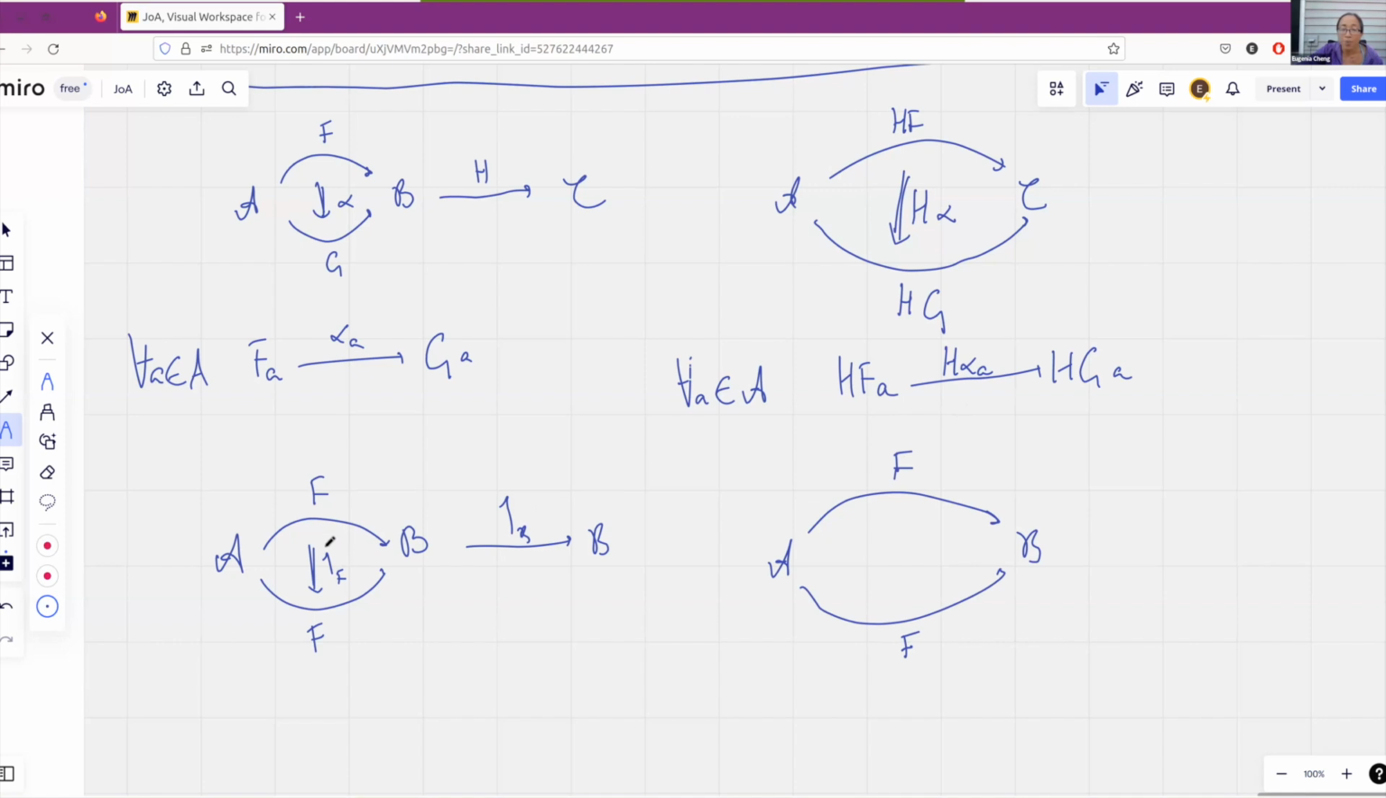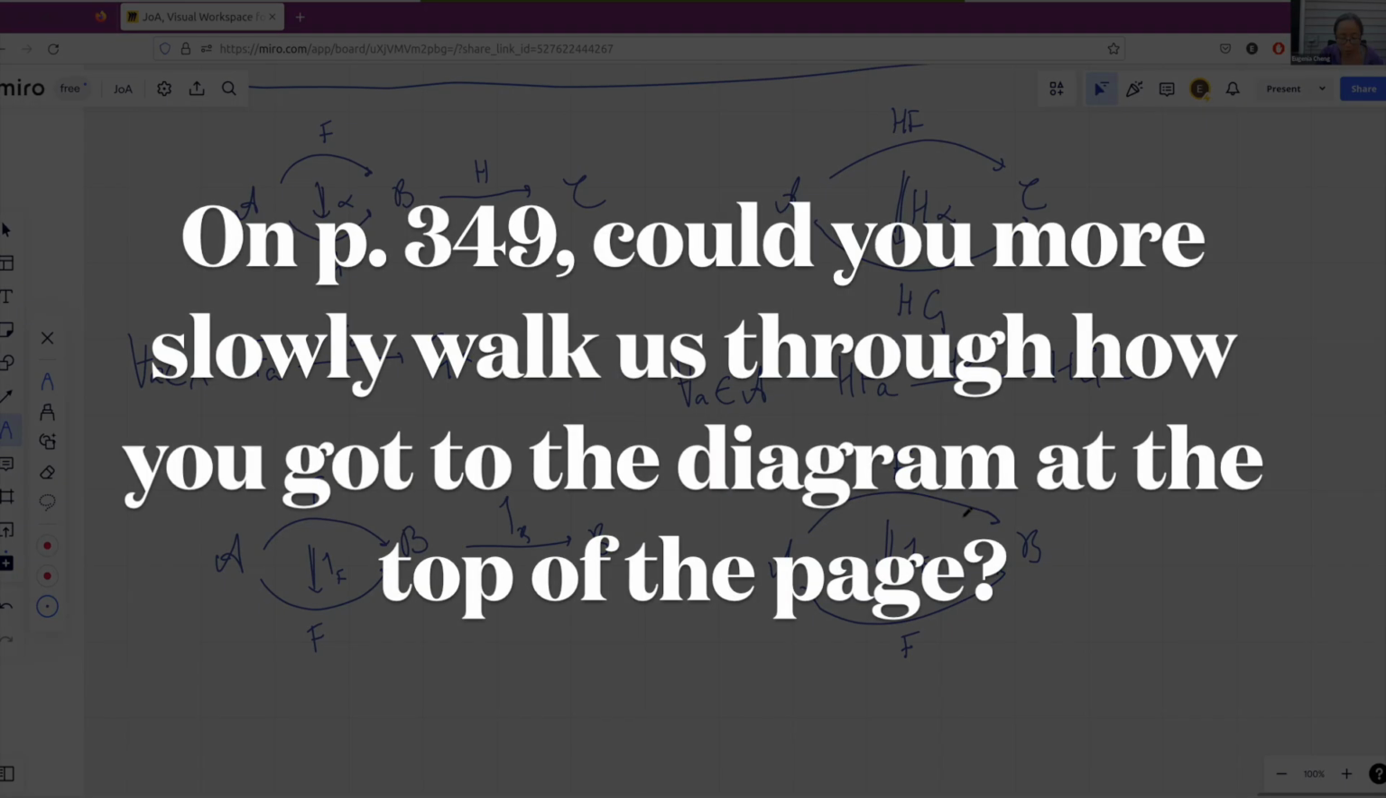And that component is the identity, because the identity natural transformation has all its components being the identity. So this is indeed the identity as well. So that's what happens when you compose that identity with that identity. Okay. Page 349, could you more slowly walk us through how you got to the diagram at the top of the page?